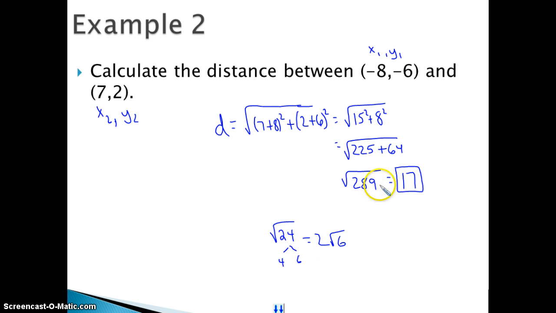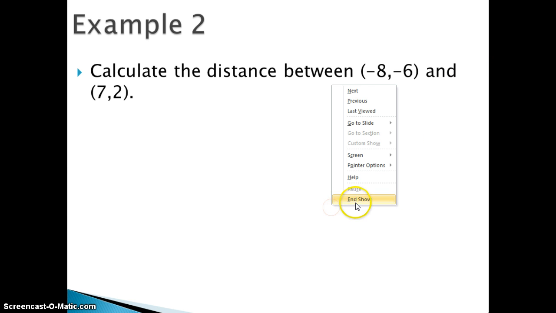Now, the interesting part about this is that 8, 15, and 17 are all whole numbers. So that's another one of those Pythagorean triples that we're going to work on next. We've been alluding to it all the way through. Very important that you start becoming familiar with those. And that is it for the notes today.